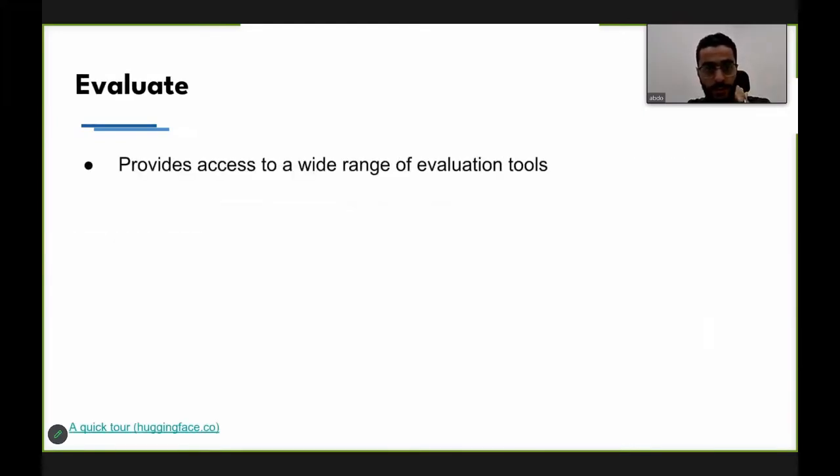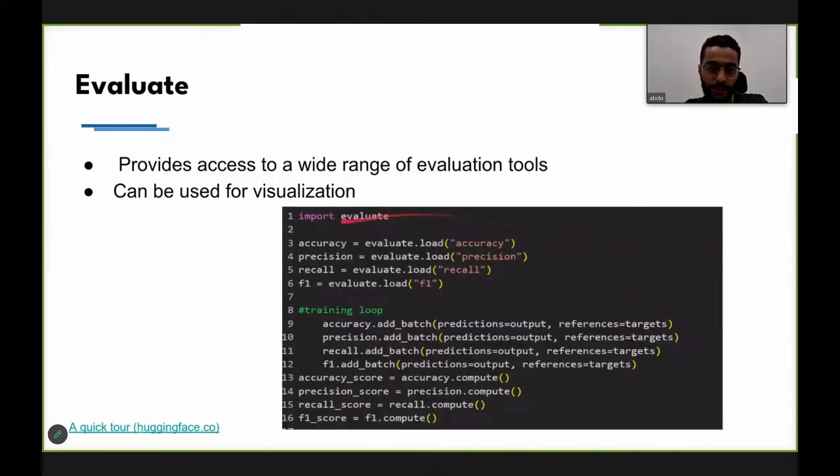All right, next is the evaluation. Hugging Face also provides access to a wide range of evaluation tools. It can also be used for visualizations, but I don't really recommend it much. Everything is under the evaluate class, so you'll have a lot of metrics. You can just call evaluate.load and the metric you want. There's accuracy, precision, recall, F1, there is ROUGE, there is BLEU, there is CIDEr, there's most of the evaluations that you would need. And it's very easy to use.